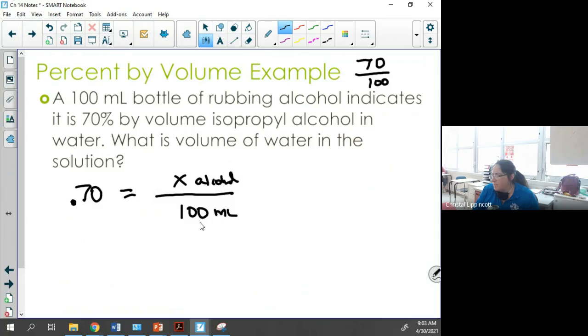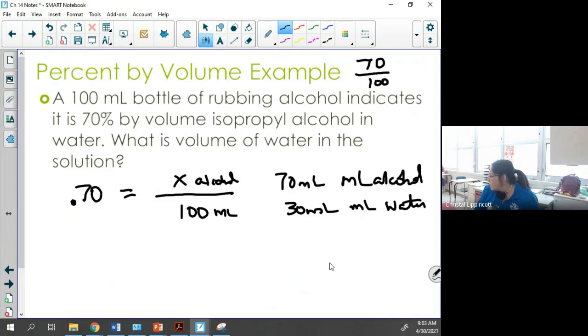So how many milliliters would my alcohol be? 70 milliliters, good. And if that's 70 milliliters, how much would be the water? Make sense? Right, so there's 70 milliliters of alcohol and then 30, because 70 and 30 is 100.